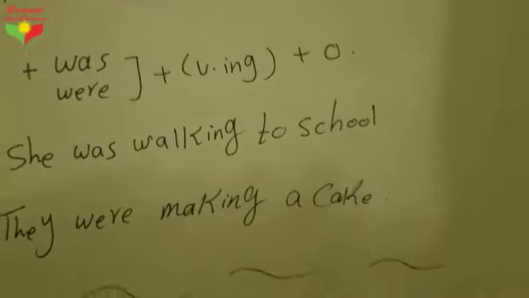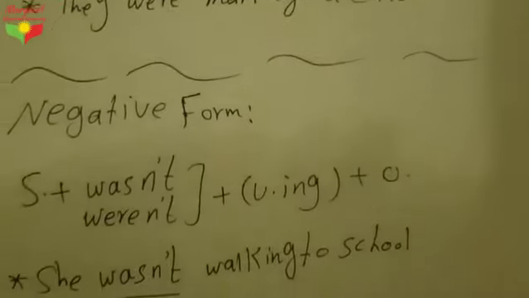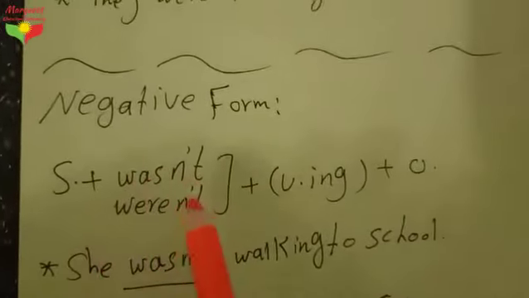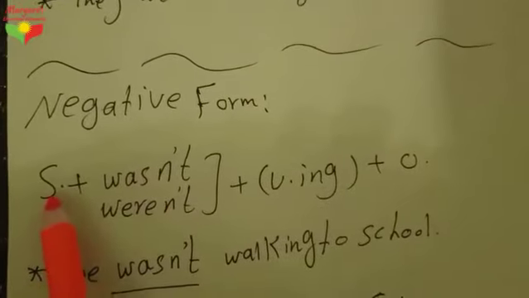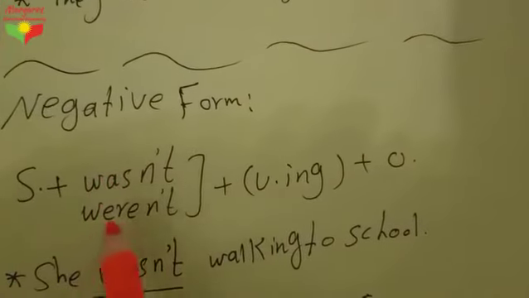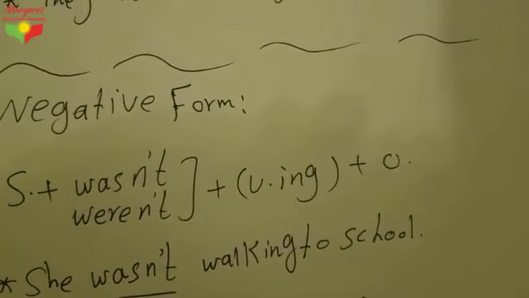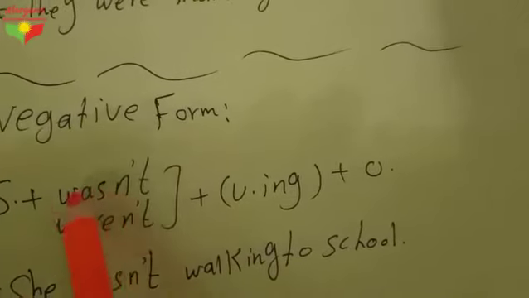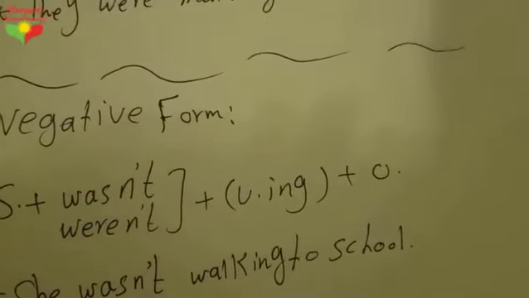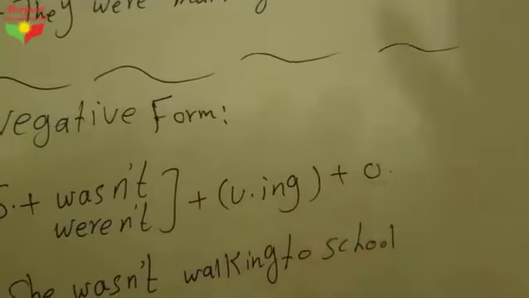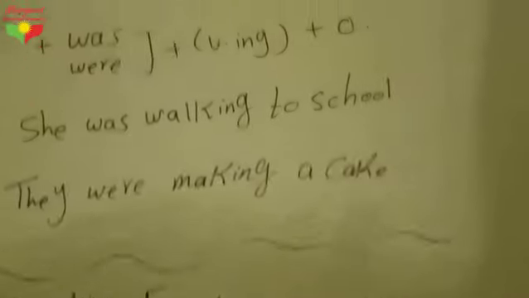the affirmative form. And what about the negative form? Okay, it's very easy. You have to put the subject at the beginning, then wasn't and weren't. It means you have to bring not and put it on the verb to be. So it will be wasn't, or weren't, plus verb ing plus object.